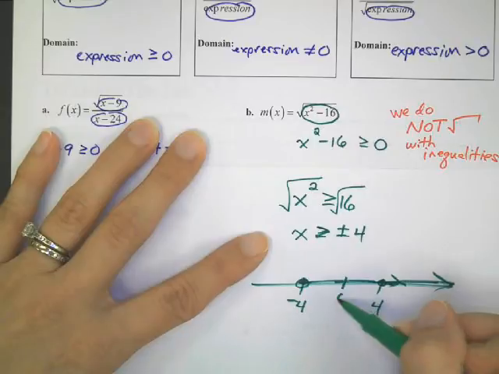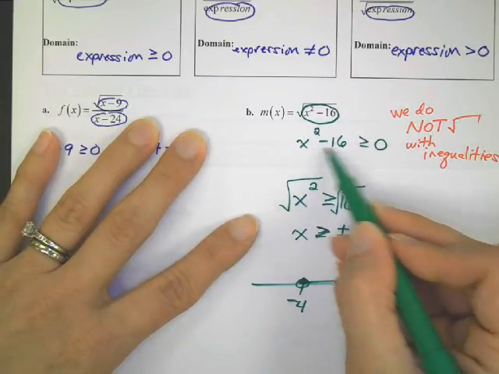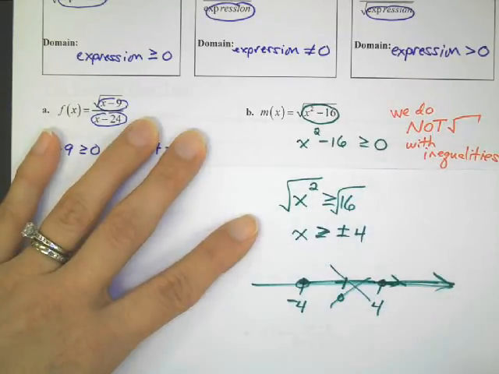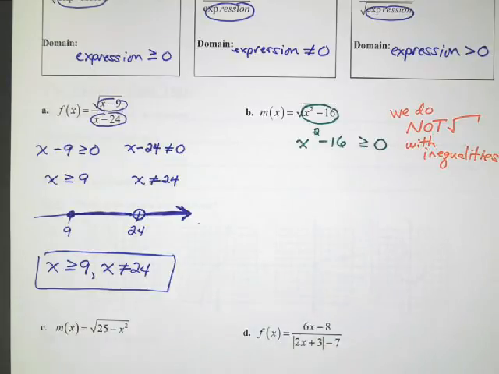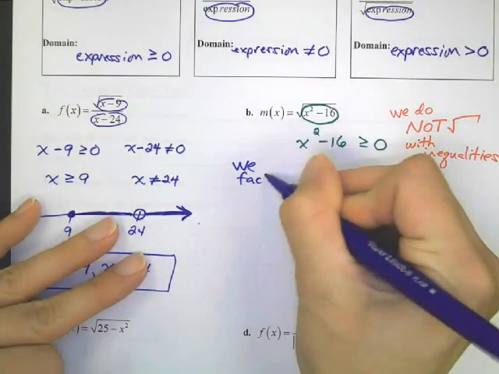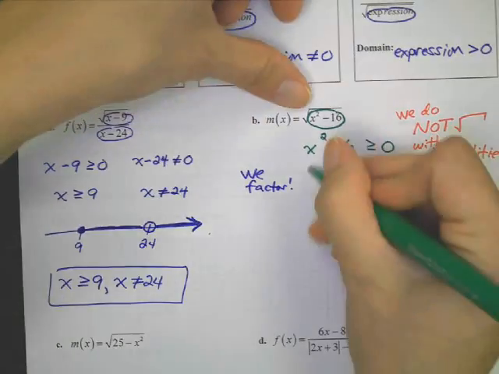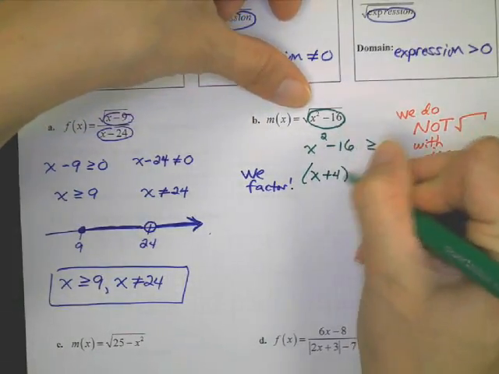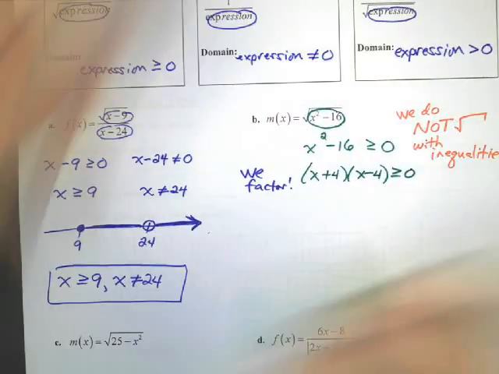And if I test the number 0, is 0 minus 16 more than 0? That's not even true. That's not correct. So we do not square root with inequalities. Okay, then what do we do? And the answer is always factor. We factor. So let's go ahead and factor that into x plus 4, x minus 4, greater than or equal to 0.